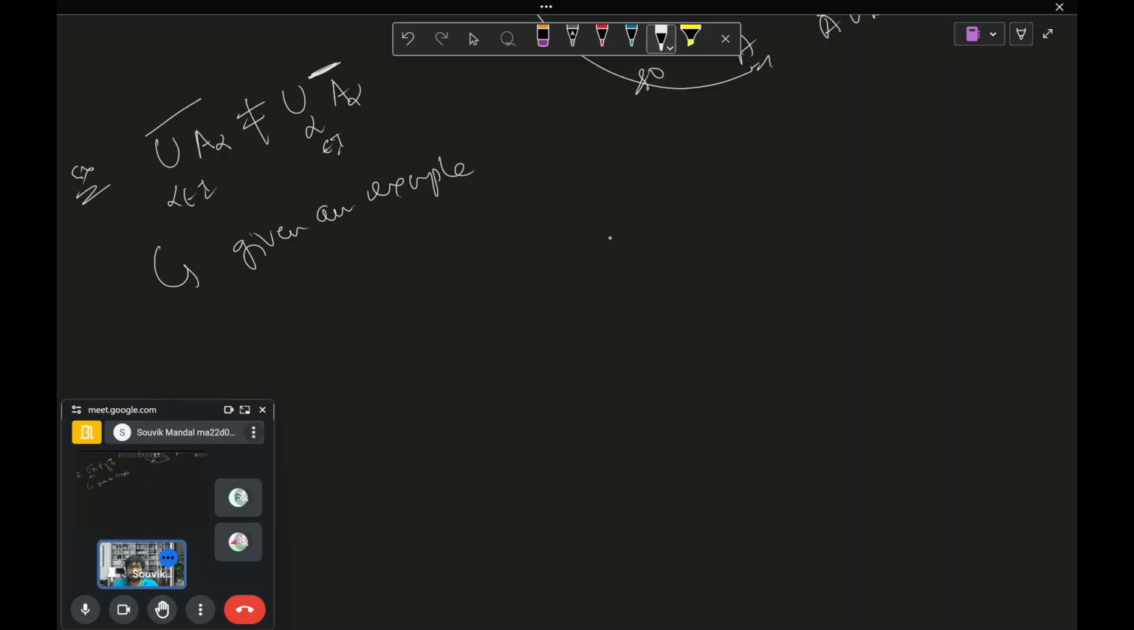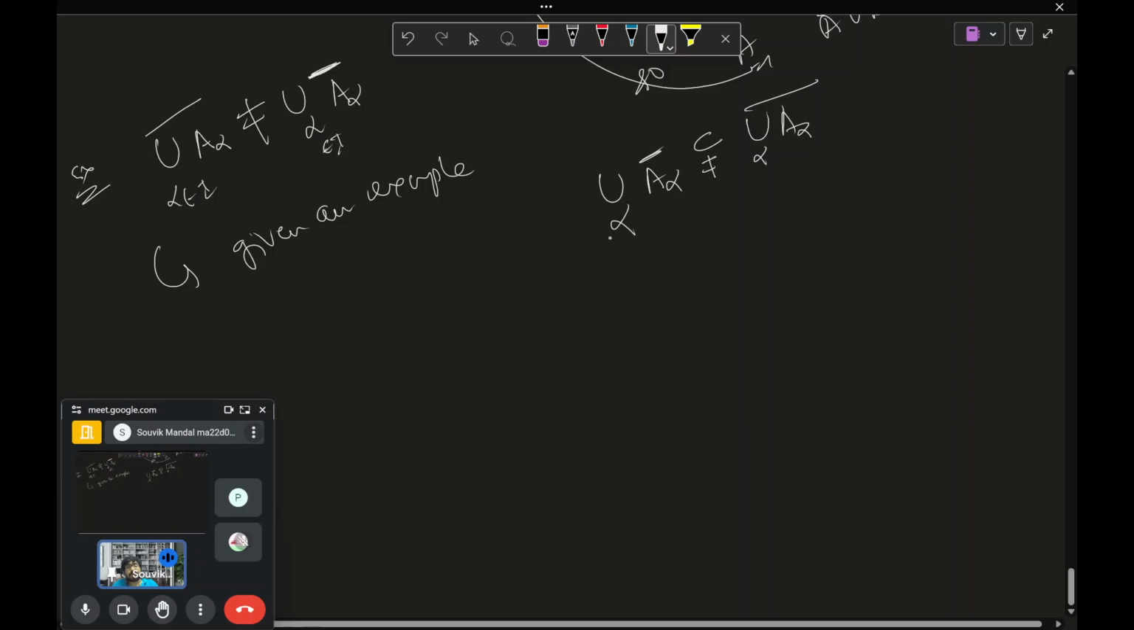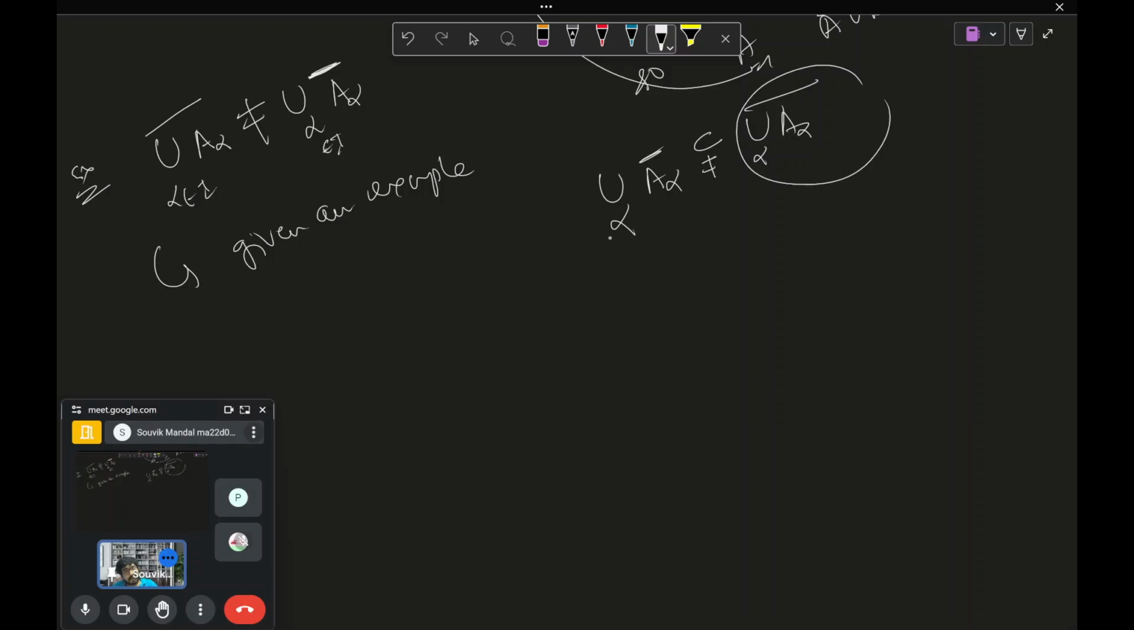Look, the union of A alpha closures is a subset of the closure of the union of A alpha. This side is obvious for any type of union, but it might be a proper subset in the case of arbitrary union. So give one example where this is actually a proper superset of this. Think about it.